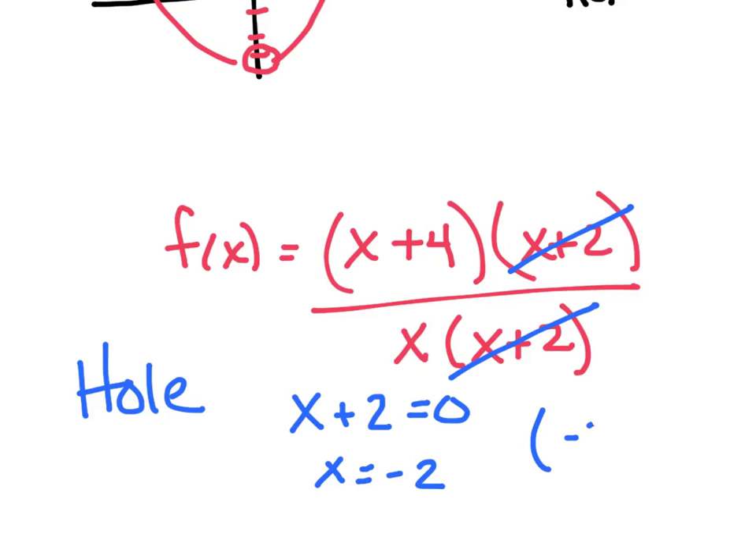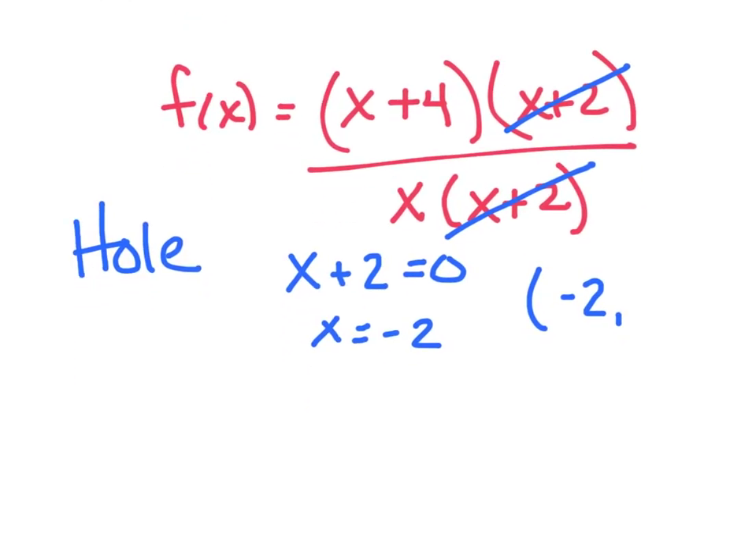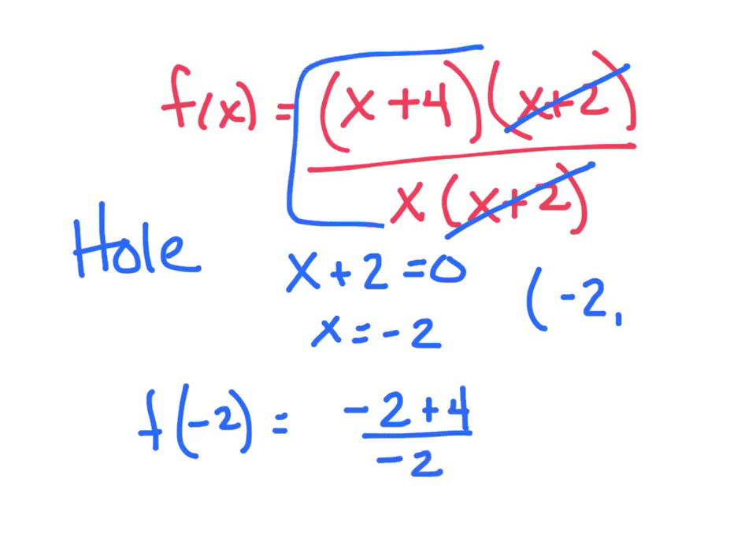And then to be more precise, where exactly is the hole, I'm going to evaluate f of -2. Now my new cleaned up function is going to say -2 plus 4 all over -2. I'm just using this cleaned up piece. So 2 divided by -2 is -1, and that's exactly where the hole in this graph would sit.